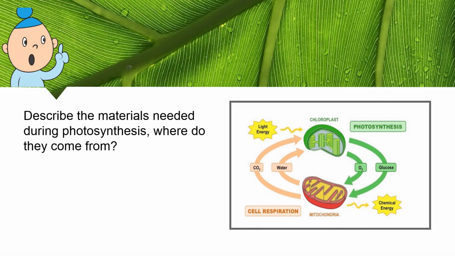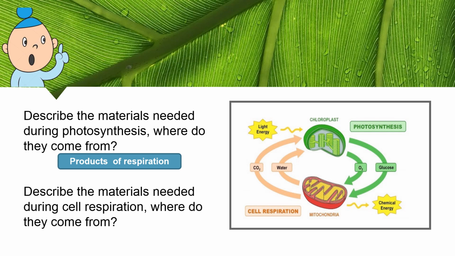Describe the materials needed during photosynthesis. Where do they come from? As you would notice, these are the products of respiration. Then, these products needed during cell respiration, where do they come from? This usually comes from the product of photosynthesis.